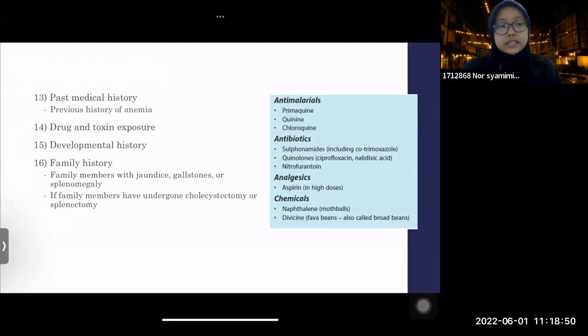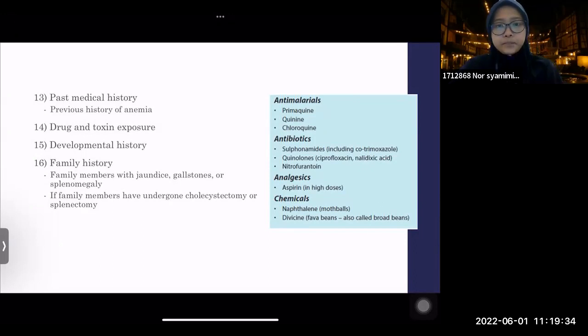Next, ask about drug and toxin exposure, which are listed in the pictures. These drugs can actually cause anemia in patients with underlying G6PD deficiency. And ask about the developmental history, whether there is a developmental delay. This can also be associated with iron deficiency anemia, vitamin B12 and folic acid deficiency. And ask about the family history, any family history of anemia, and any family members who underwent cholecystectomy or splenectomy, which could suggest that there is an inherited hemolytic disorder in the family.